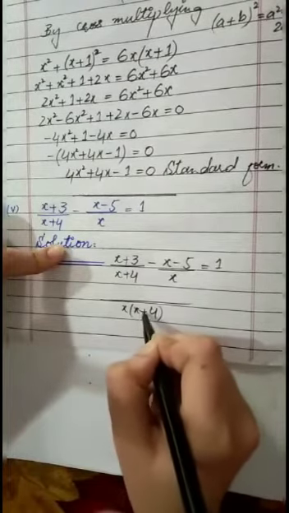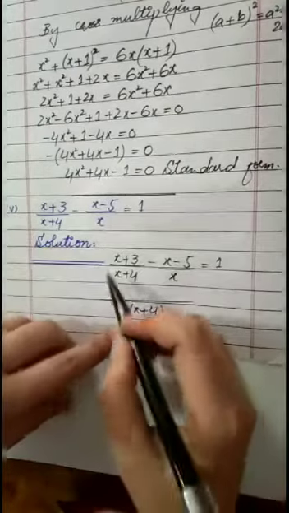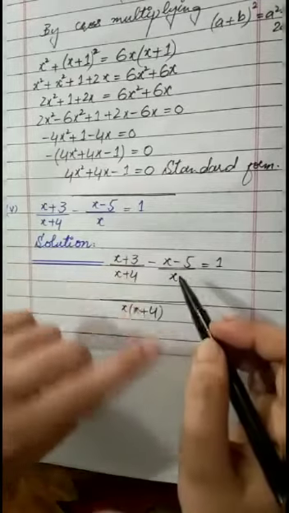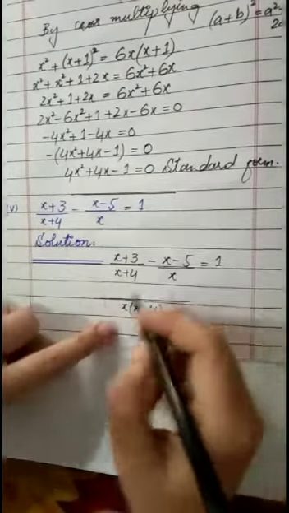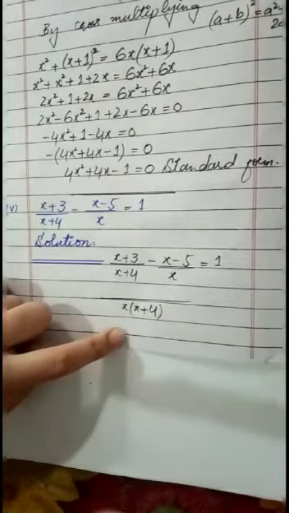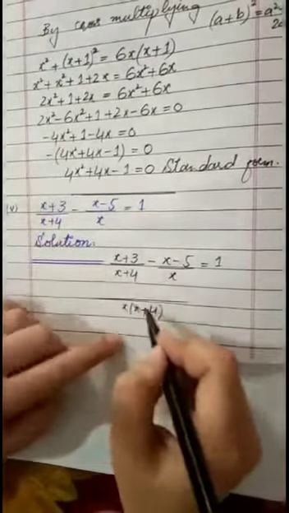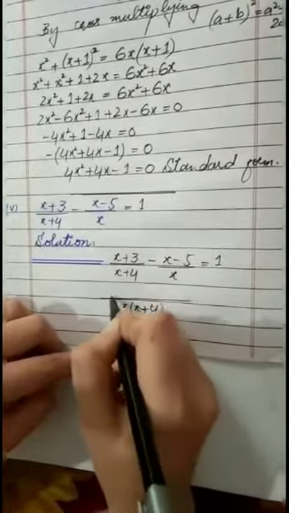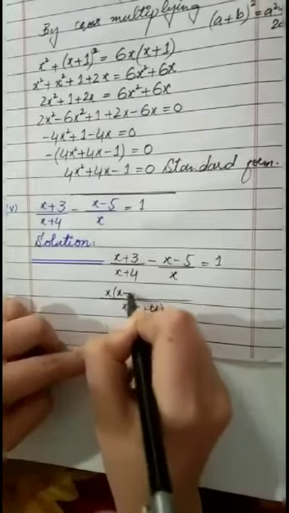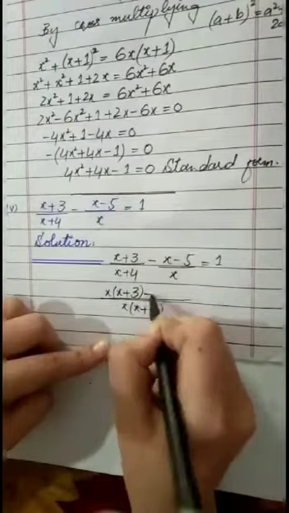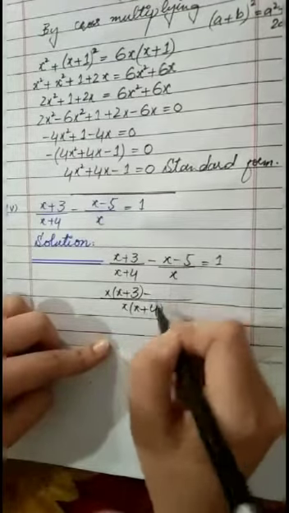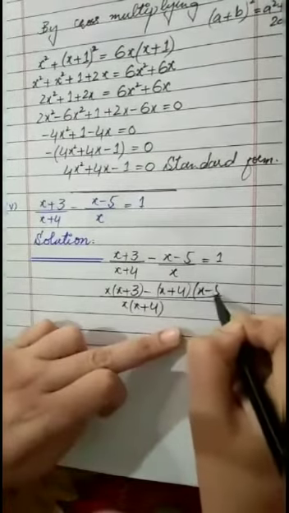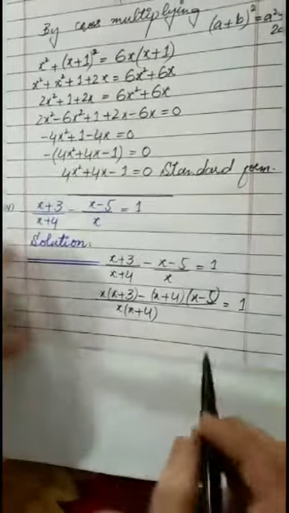Two methods are there to solve such type of questions. First is to take LCM and solve in numerator form. Second is by taking LCM, multiply each term and cut the possible values. Fine. So we will divide this denominator with the LCM denominator. x plus 4 will be cut, multiplied x into x plus 3. These both terms will be multiplied, x will be cut, and these both are left, x plus 4 and x minus 5 is equal to 1.